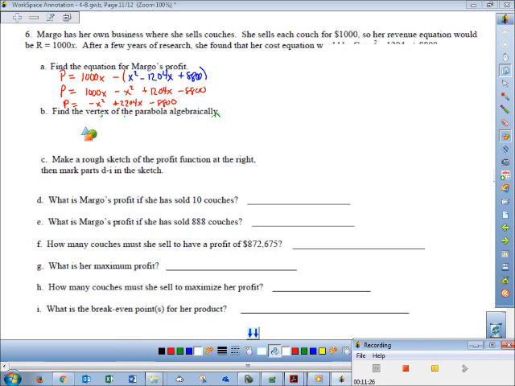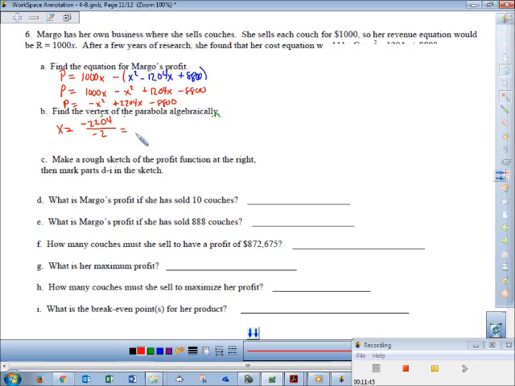And I got the profit to equal negative x squared plus 2,204x minus 1,800. Remember, you had to subtract away that entire blue expression. So all the signs change because you got to distribute that negative. Find the vertex of this parabola algebraically. So x will equal the opposite of b, so negative 2,204 over 2 times a, negative 2. And that would be 1,102. That's the x value of the vertex.